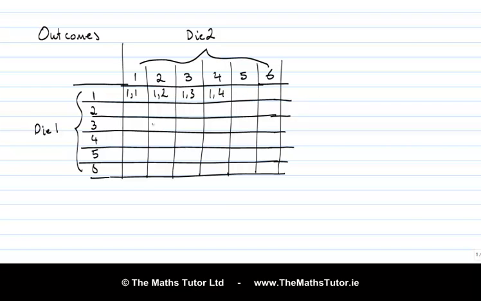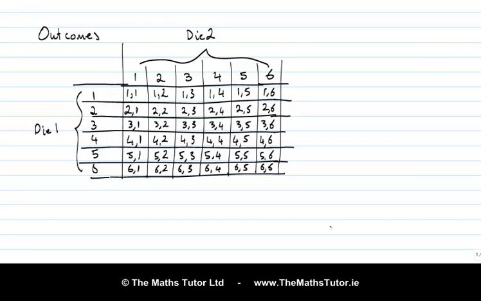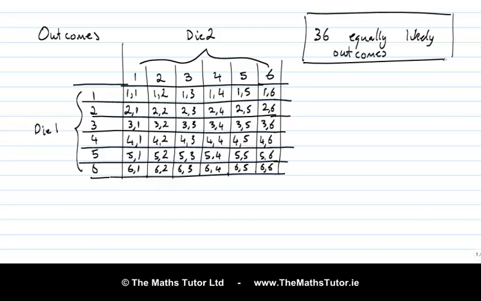So we can go the whole way through the table, and this is what it looks like when it's filled in. So now all of these outcomes are equally likely. So how many of them are there? Well, there are 6 rows and 6 columns, so we get 36 possible outcomes. Okay, so we have 36 equally likely outcomes.